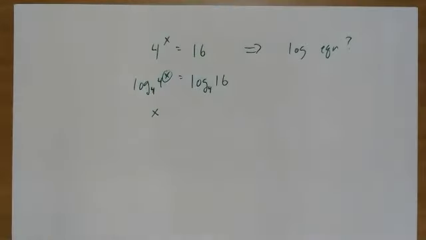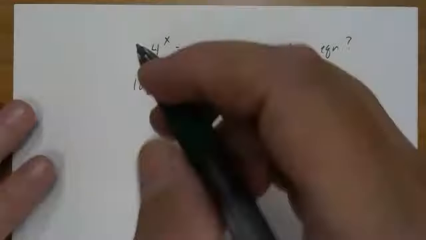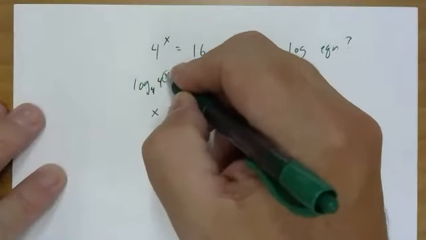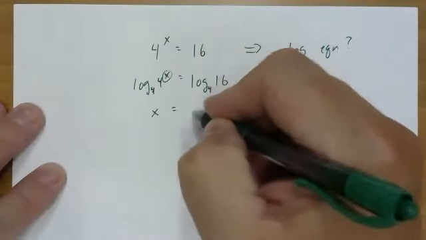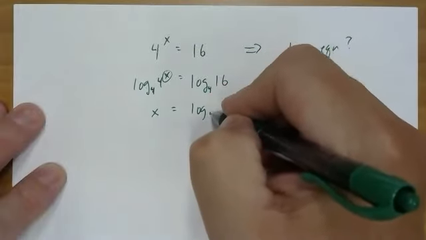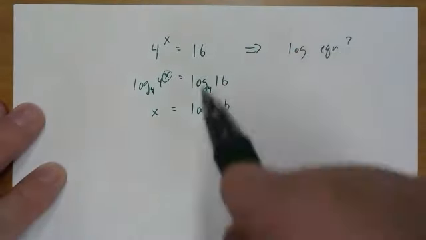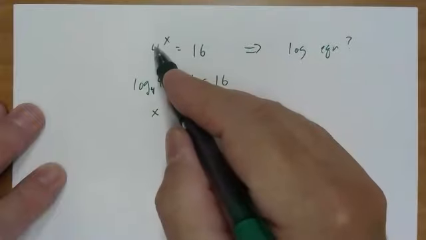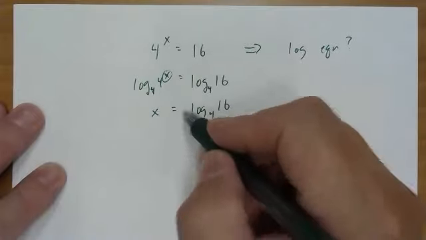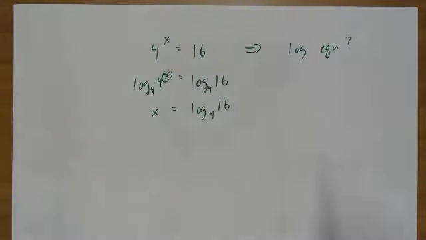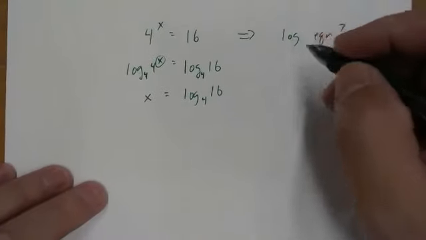It just equals whatever the exponent is. So log base 4 of 4 to the x equals x. So you know what I've done? I've now converted this exponential equation into a log equation, because now you see here's this log. Let's do another example.